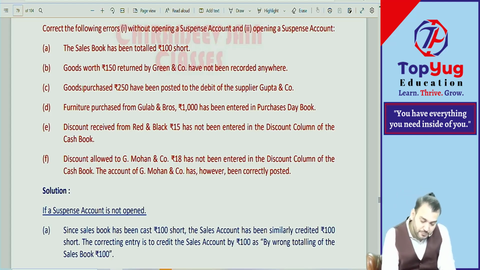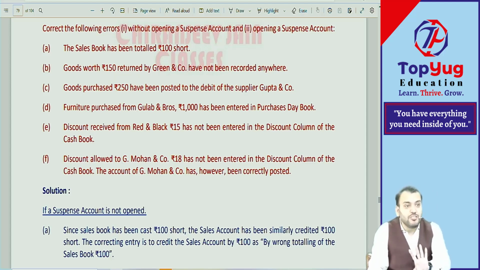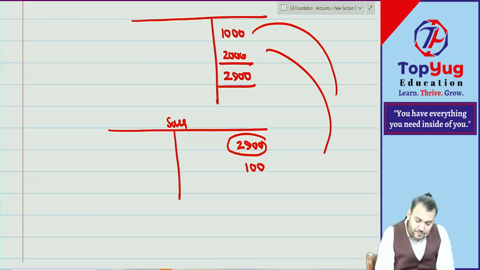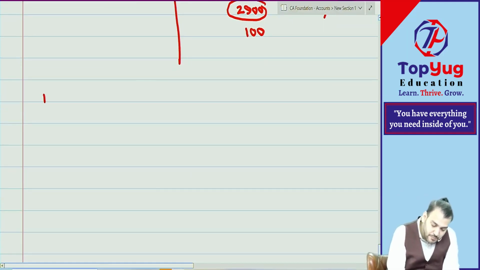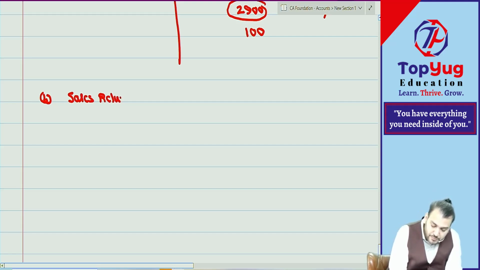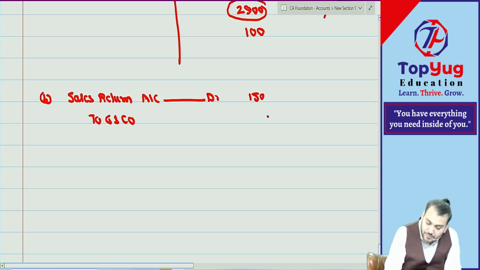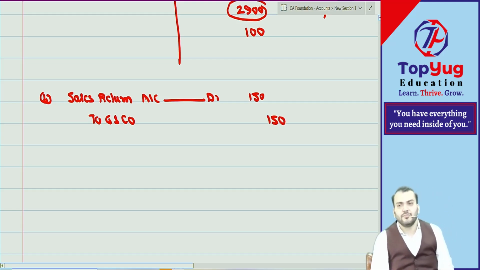Next one you will do. Goods worth rupees 150 returned by Green and Company have not been recorded anywhere. Two-sided, one-sided? Complete omission, two-sided. Give the correct journal entry. Point number B is what? This is sales return. So sales return account debit to Green and Company. How much? 150. Understood?